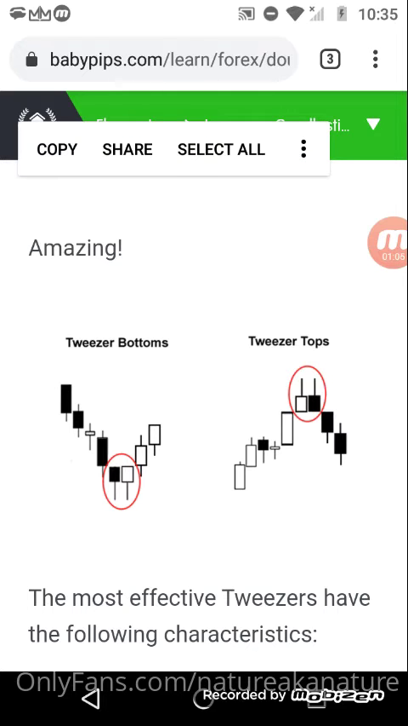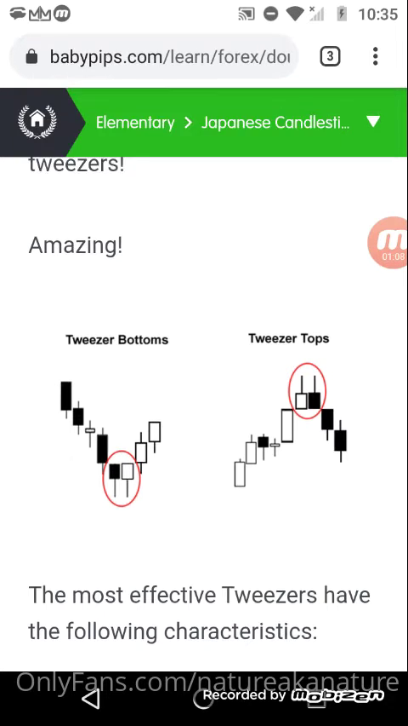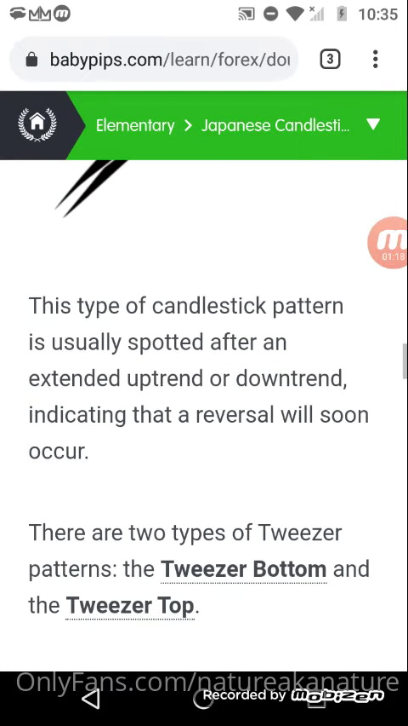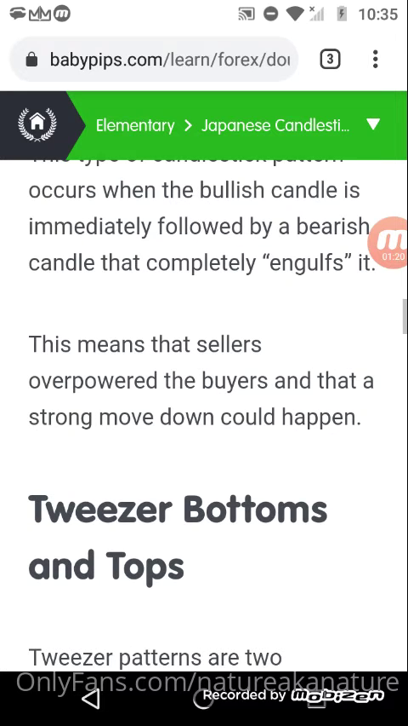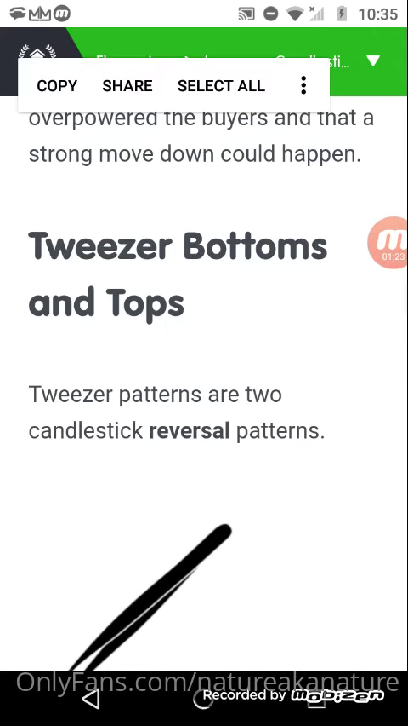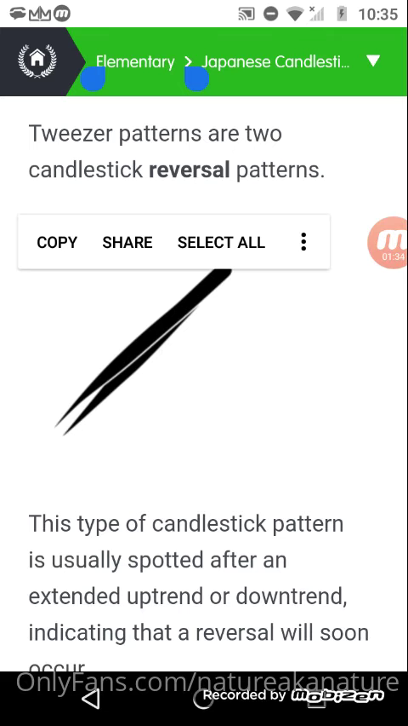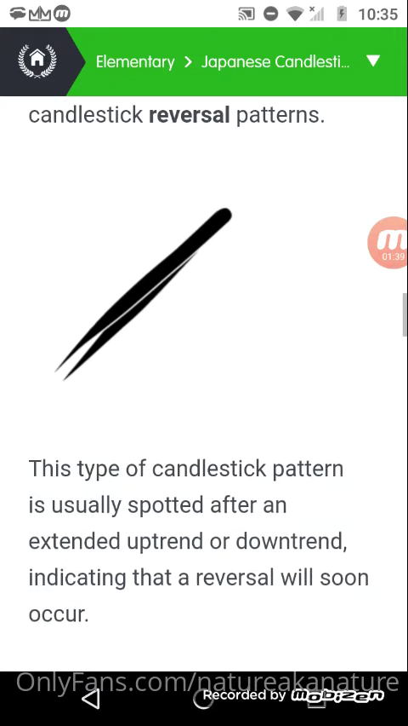A tweezer bottom and a tweezer top, a tweezer pattern, are two candlestick reversal patterns. Remember, reversal patterns are signals that signify that a move may be coming. These types of candlestick patterns are usually spotted after extended uptrends or downtrends, indicating that a reversal will soon occur. There are two types of tweezer patterns: the tweezer bottom and the tweezer top. Notice how it looks like tweezers.